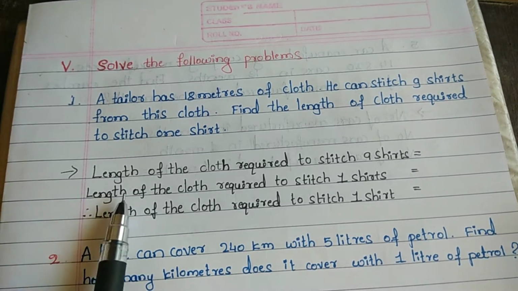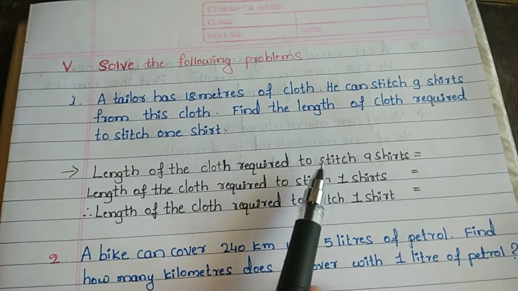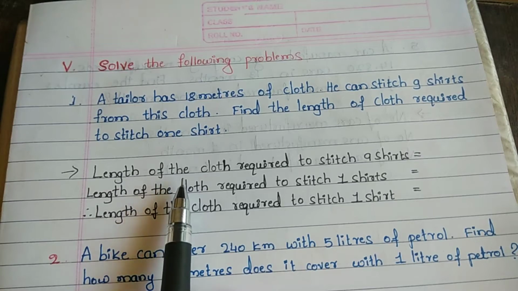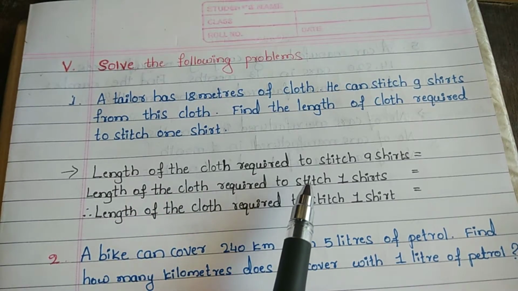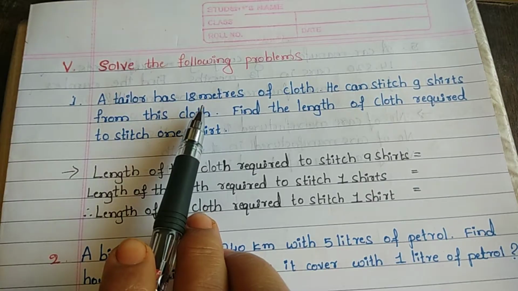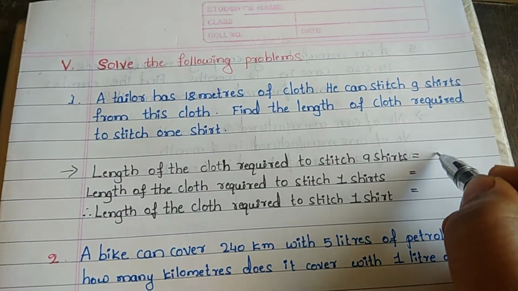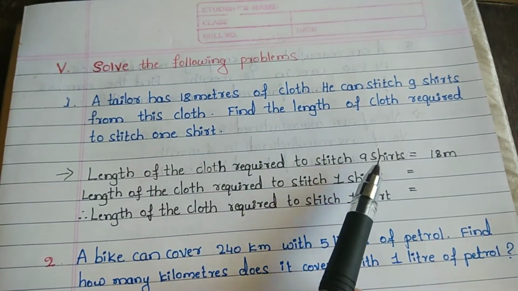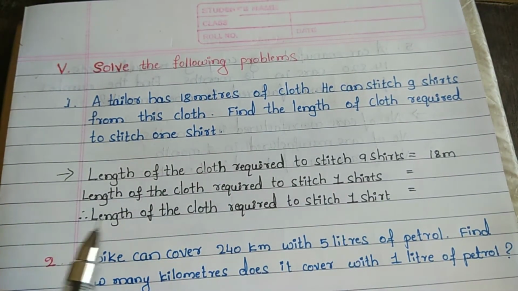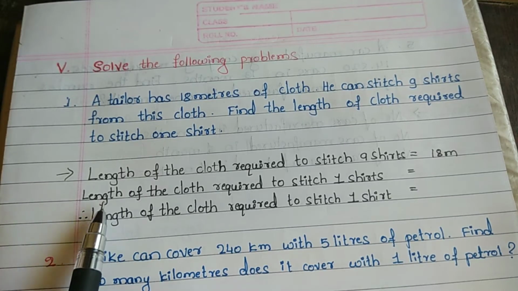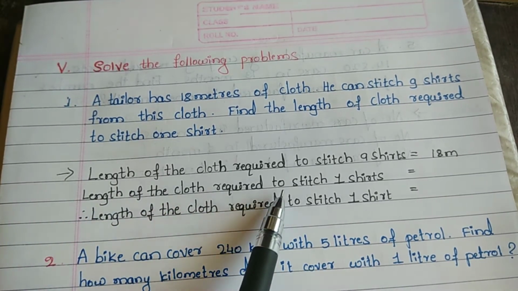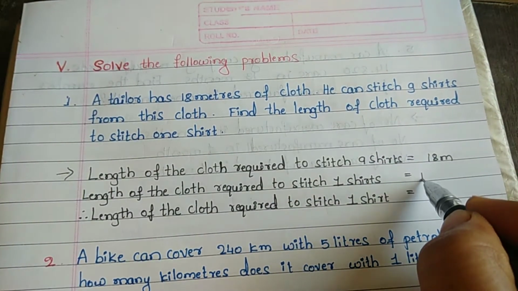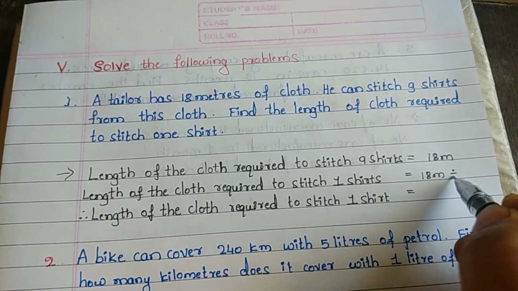Right now, the length of the cloth required to stitch 9 shirts. How much length of the cloth is required to stitch 9 shirts? How much is there, you tell me? 18 meters. We need 18 meters to stitch the 9 shirts. And in the next sentence you write down, length of the cloth required to stitch one shirt. Then what will we do now? 18 meters divided by 9.